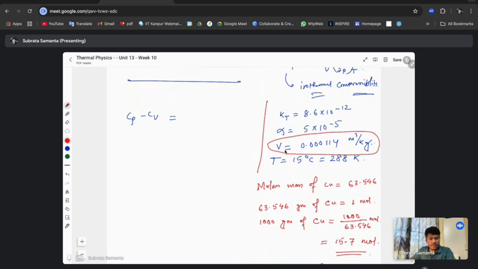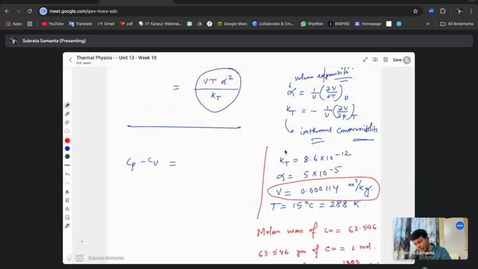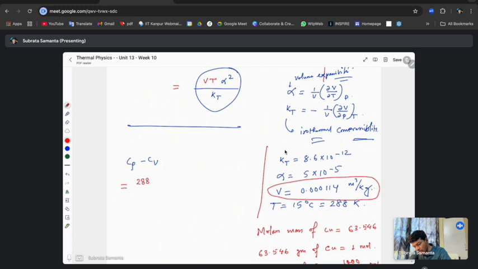Okay, so the rest of the things are fine. So then the temperature is basically 288, so Cp minus Cv is 288 times your volume, 0.000000114 over 15.7, times your alpha squared, alpha is 5 into 10 to the power minus 5, divided by Kt. So what is the value of Kt? 8.6 times 10 to the power minus 12.